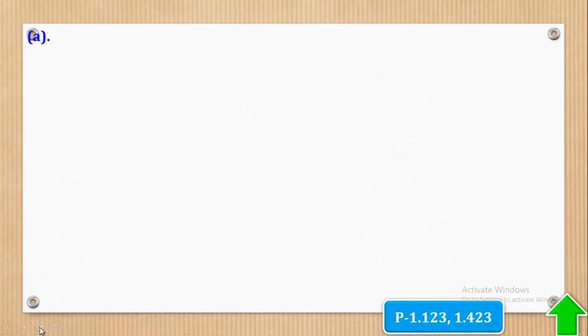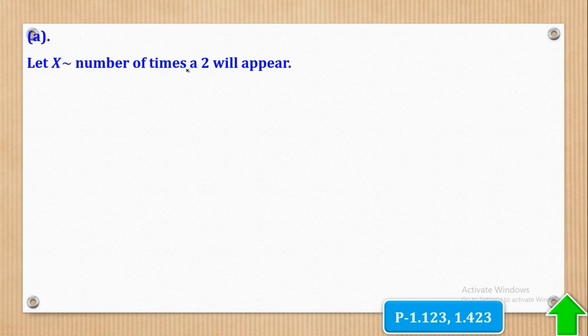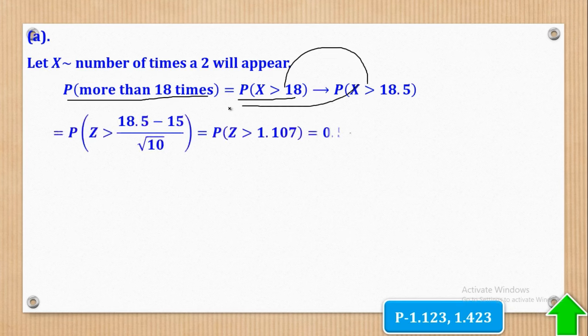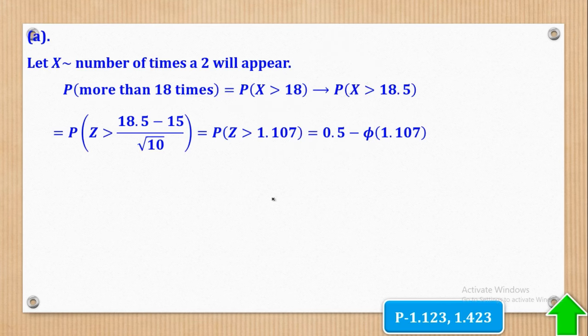So now we shall start with part A. We shall say that let x be a random variable of the number of times a 2 will appear. Therefore, probability of more than 18 times is equal to x greater than 18. And this is now binomial. You have to change to normal by continuity correction, and after that you standardize. After standardizing, the value must be to 3 decimal places, then you express in terms of phi. After that, you can now read the value from mathematical tables.